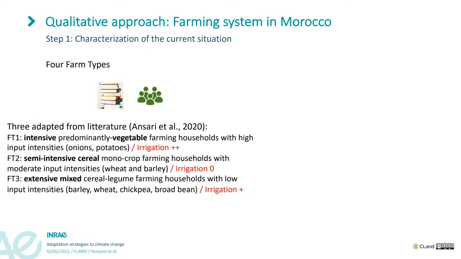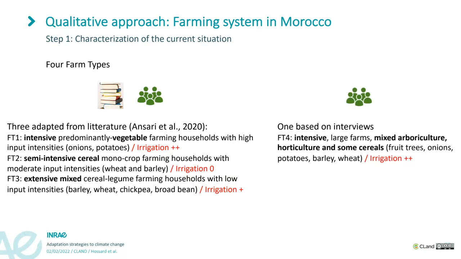The first one is intensive vegetable with a very large use of inputs, including irrigation. The second type is semi-intensive cereal monocrop with no irrigation and medium use of inputs. And the third one is extensive with some irrigation. But then when we did the interviews, we identified that it was not covering all the diversity we were seeing in the field. So we decided to add a last one based on interviews, which was an intensive large farm, mixed arboriculture, also using very large irrigation, so quite intensive.